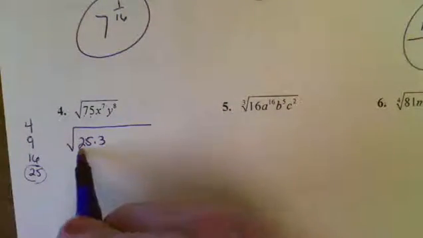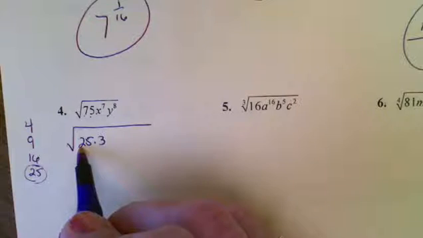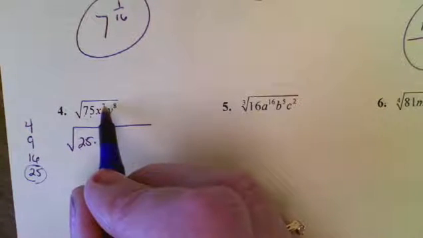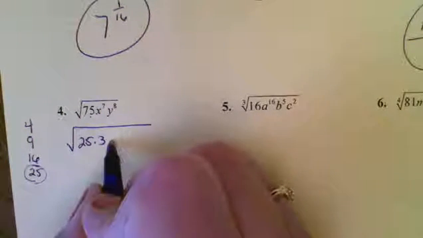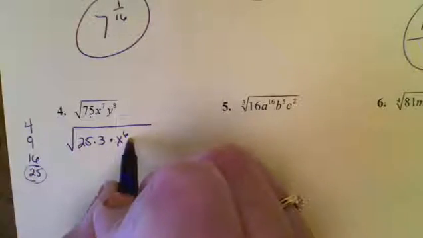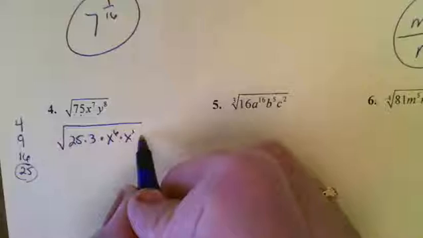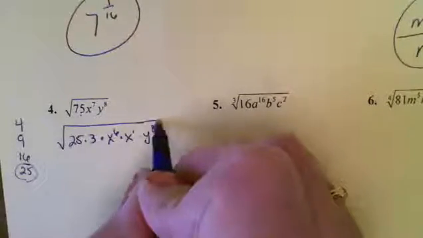That gives me 75, and 25 is a perfect square. X to the 7th, to be a perfect square root, has to be divisible by 2, an even power. So I'm going to break that up into x to the 6th and x to the 1st. Y to the 8th already is a perfect square root, so I'm going to leave it alone.